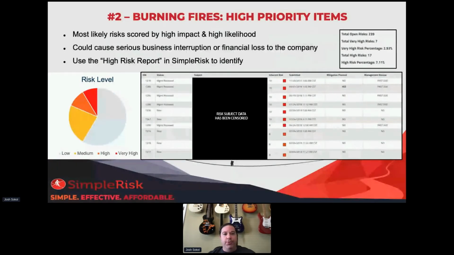At least in SimpleRisk, we have what we call the high risk report that can be used to identify this. It's literally a report that only shows you the high level risks in your organization, and a breakdown of those. These are the fires that you want to put out because they're really bad. Now, obviously, there's some level of effort that you need to estimate. Just because something is really bad doesn't mean it's really easy to fix, and it might take days, months, or years to fix that particular thing.